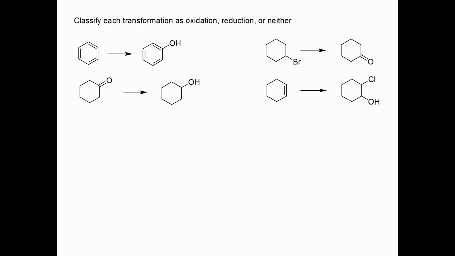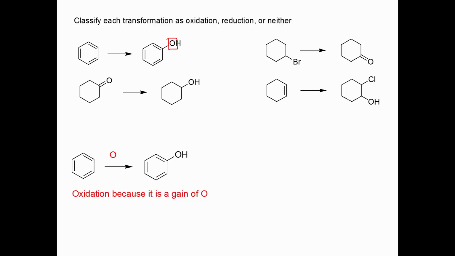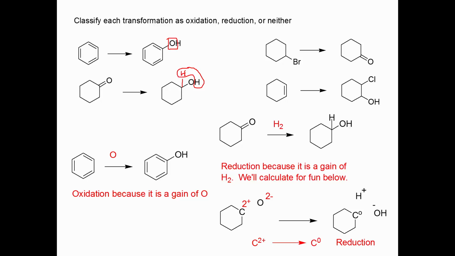One of them you can do, the 2 on the left you can do the easy way. And the 2 on the right, it's not going to be so obvious, so you're going to have to do a calculation. For the first one, the only difference between the reactants and the products is the presence of an oxygen. That's an obvious oxidation. If we look here, the difference between the reactants and the products are these 2 hydrogen atoms. This is adding H2. Therefore, that's a reduction, but let's just calculate it for fun.